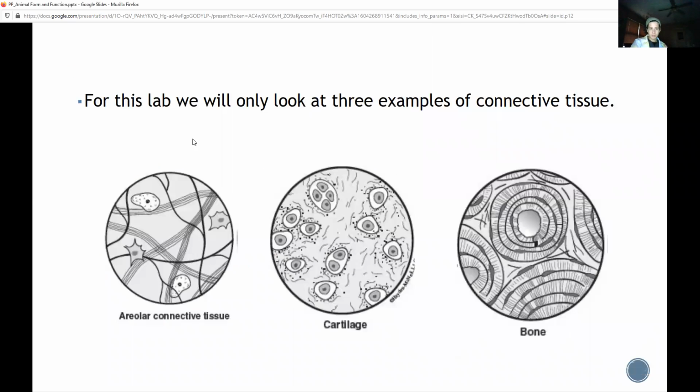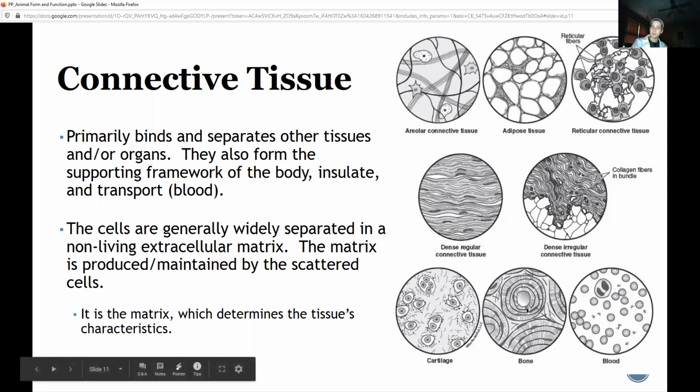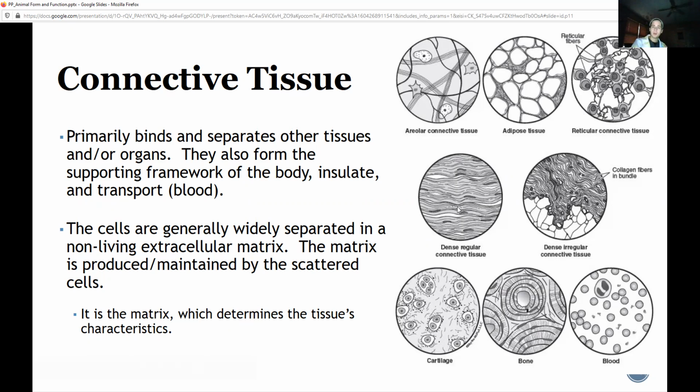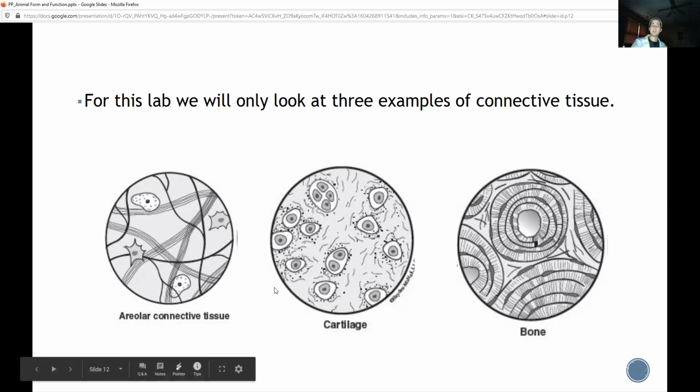So for this, there's all these different types of connective tissue, like fat, eyes, I believe, I might have that wrong. But blood is connective tissue, cartilage, bone, regular connective tissue, pretty straightforward, areolar connective tissue. Anyways, for today's lab, we're only going to be looking at these three examples: areolar connective tissue, cartilage, and bone.